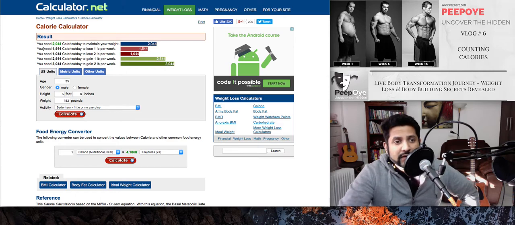Now it says you need 1,500 calories almost to reduce 1 pound per week. So I think this is the best thing for me to do. Of course, if I go to 1,000 calories, I'll be able to reduce almost a kilo per week, but I don't want to do that because that's not healthy, and I think that's not sustainable as well. So I'll not take that path yet. So 1,544 calories. Let's go back to the Excel sheet.